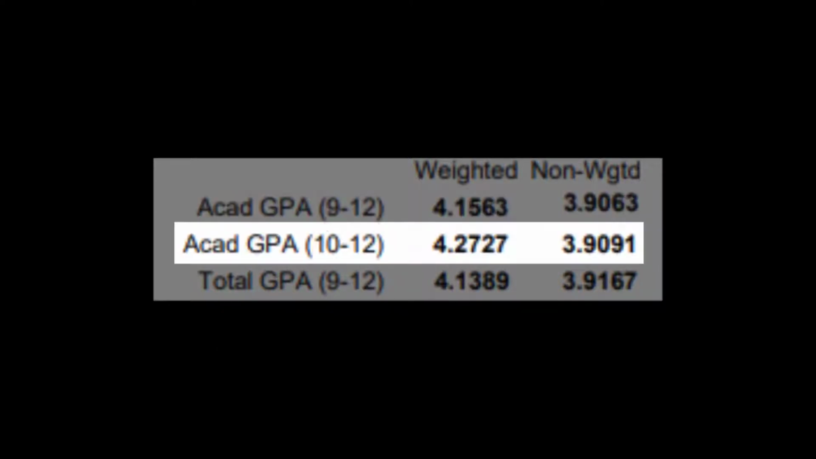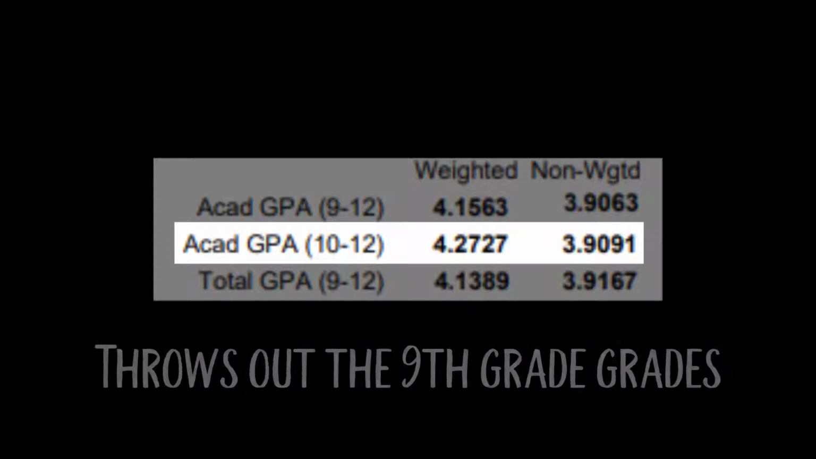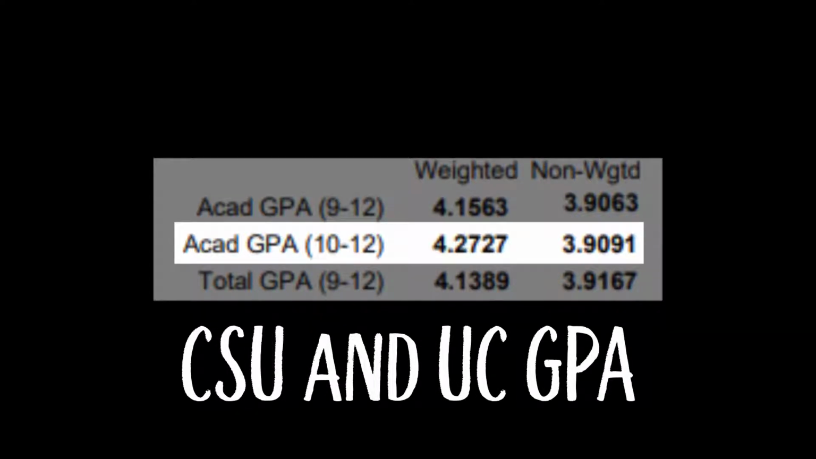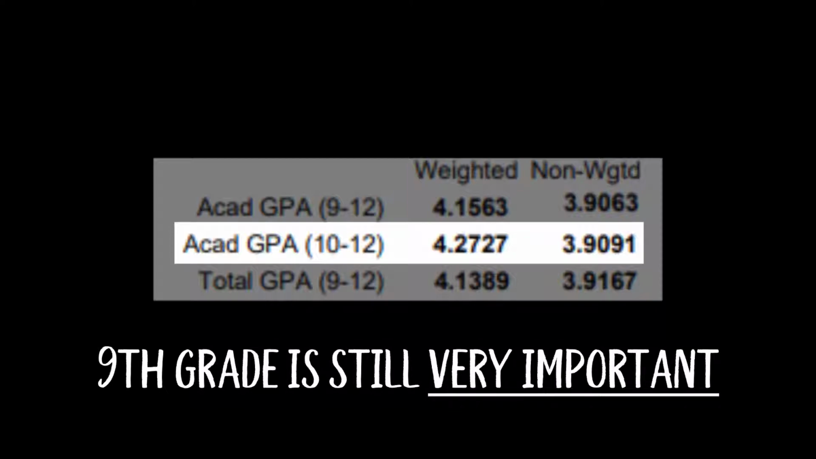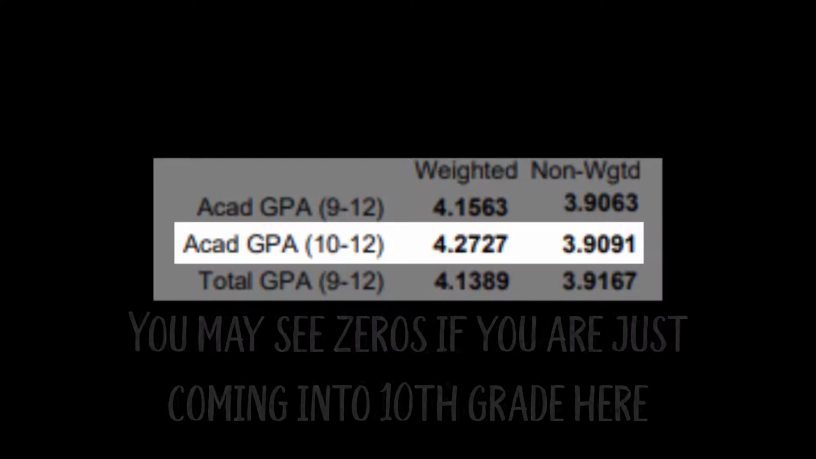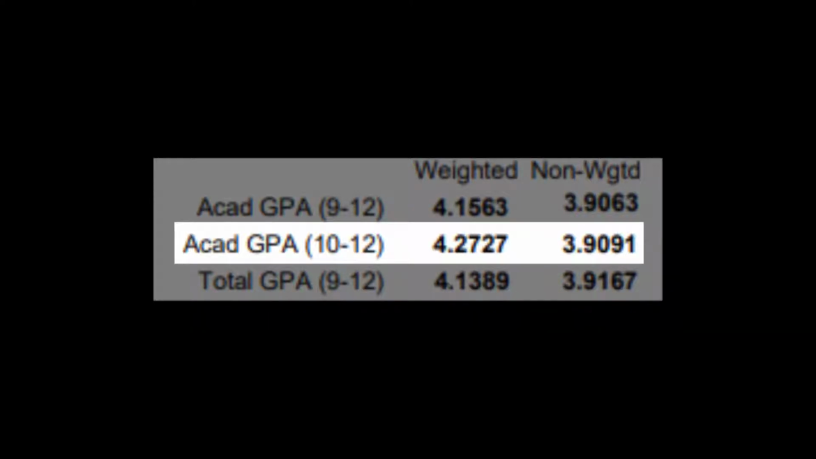The second row looks at the same courses, but excludes the 9th grade. This is most similar to how the CSU and UC systems will calculate your GPA for admissions. One note, if you just finished 9th grade, don't freak out when you see a 0. That number will change once you complete a semester in 10th grade. And remember that it's not including grades from 9th grade in that number.